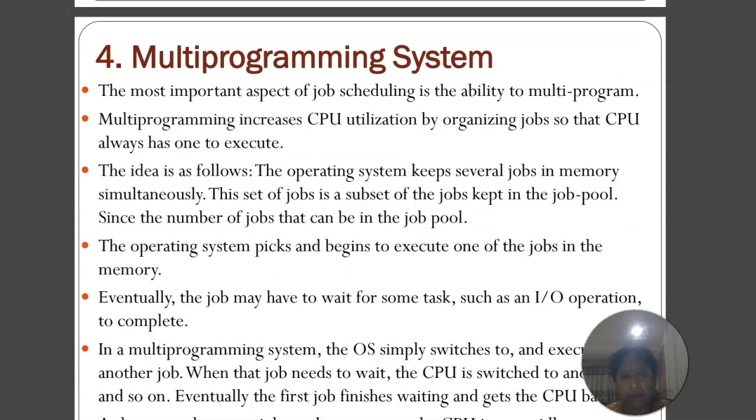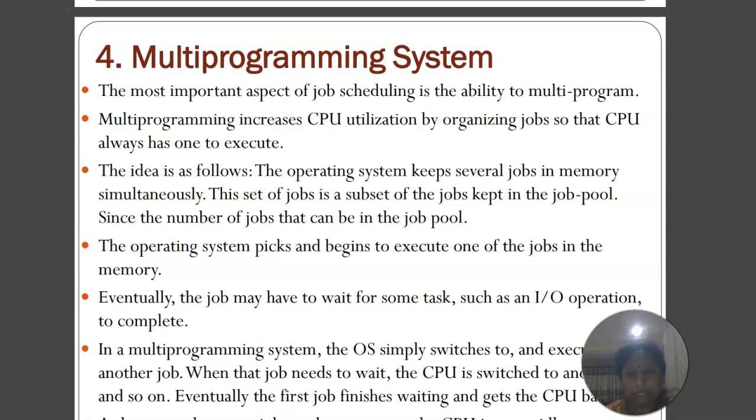Next one is the multi-programming system. The most important aspect of job scheduling is the ability to multi-program. Multi-programming increases CPU utilization by organizing jobs so that the CPU always has one to execute. The idea is as follows. The operating system keeps several jobs in memory simultaneously.